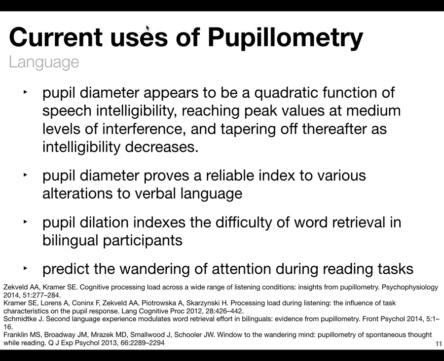Okay, language. Language is an area where there is a lot of pupillometry research. In fact, like all eye tracking, if you go back to the 60s and 70s, most of the first pupillometry papers came out of the area of language and reading research. Pupillary diameter appears to be a function of speech intelligibility, interference, and it also seems to predict a lot of alterations in verbal language.